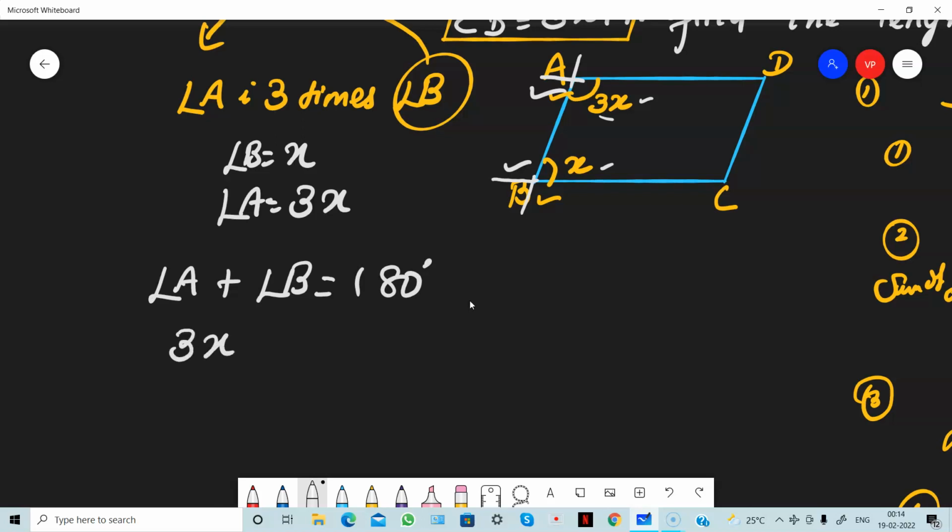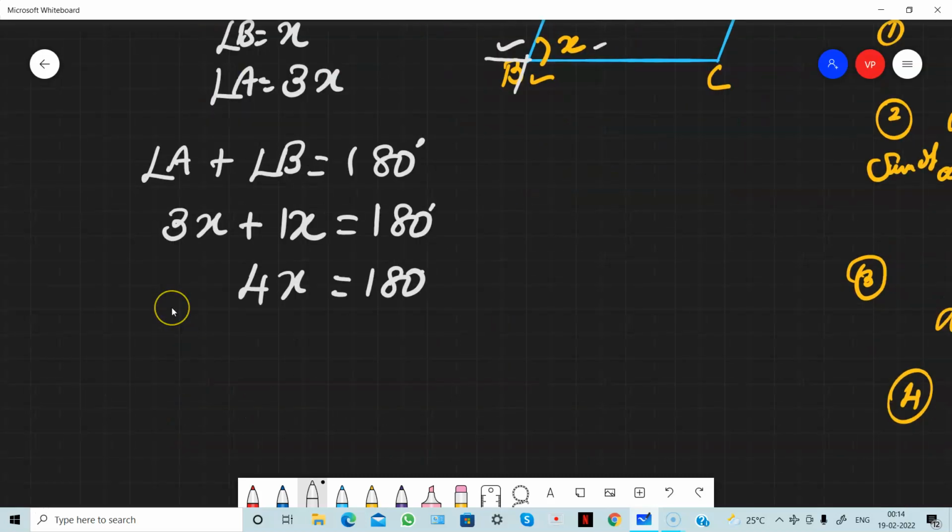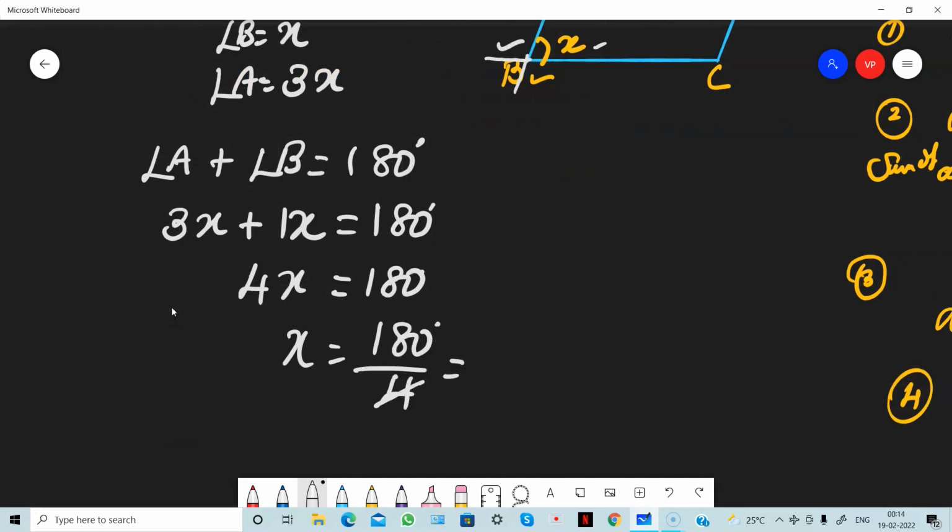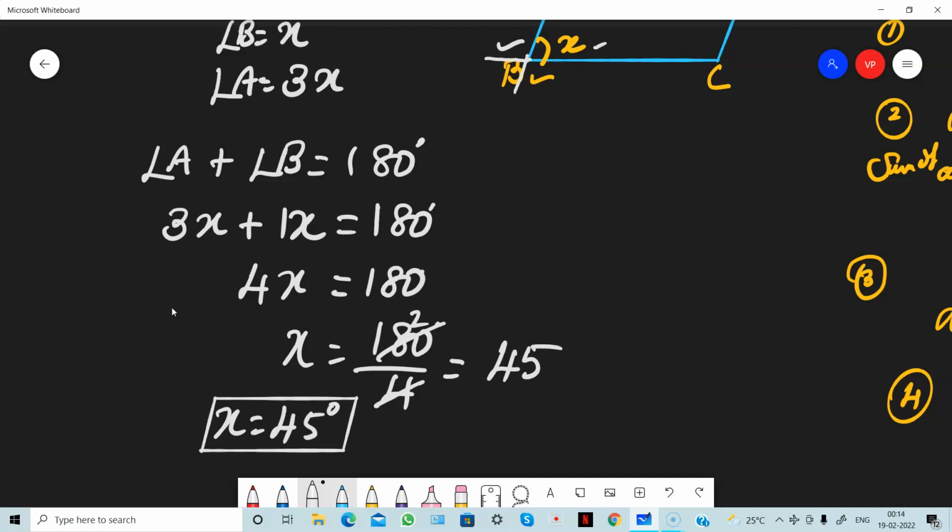So what is angle A? It is 3x. And what is angle B? It is x. Right? So that is equal to 180 degrees. So 4x is equal to 180 degrees after adding this. So how do you find x? Right? So x is equal to 180 degrees divided by 4. When you divide by 4, 4 fours are 16 and 5 fours are 20. So the value of x is 45 degrees.